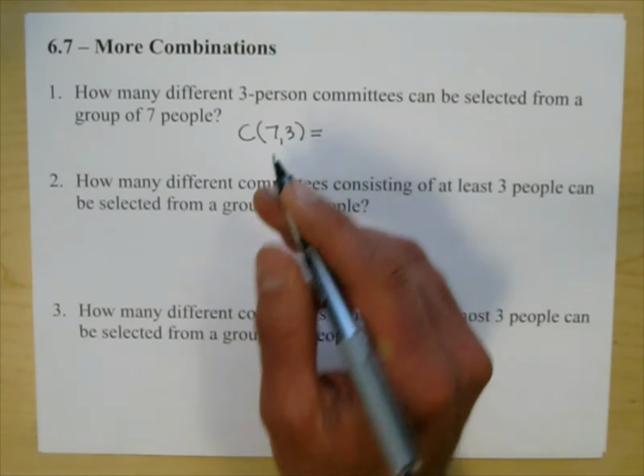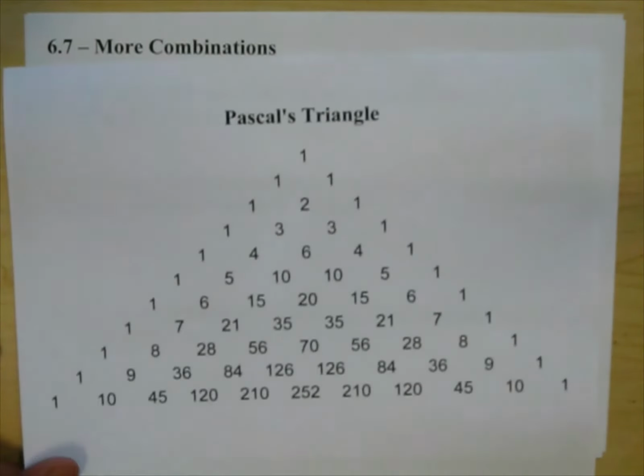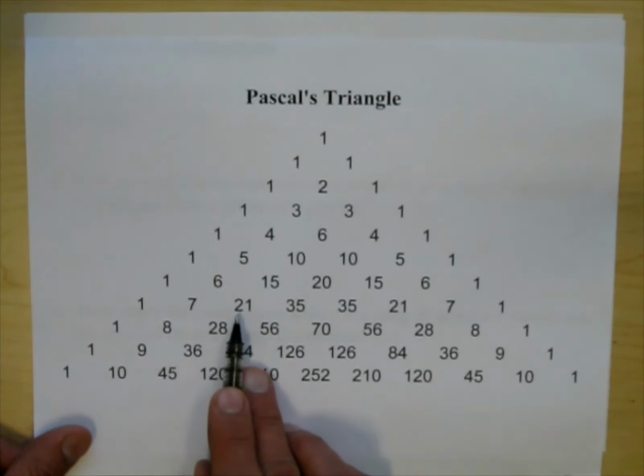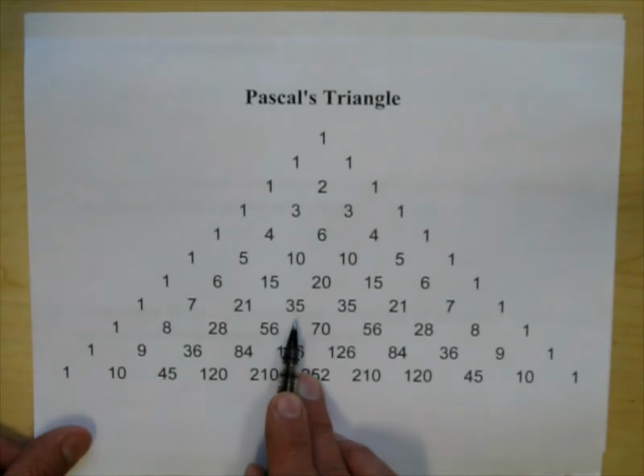Where am I going to find 7 choose 3? Right here on Pascal's triangle. Here's row 7. 1, 2, 3. 35.